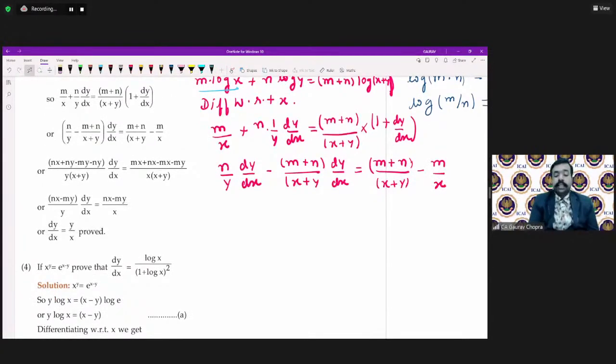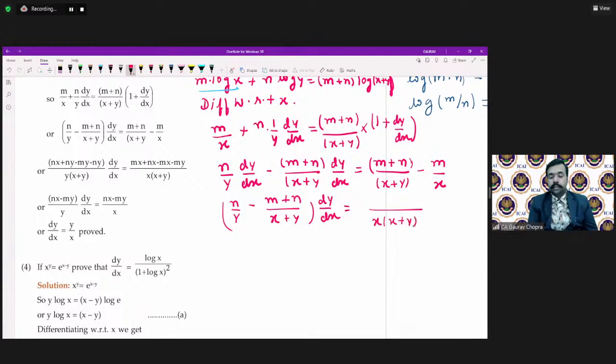Right? Now we can take dy by dx as common, and in the remaining part we can take the LCM. So we are left with n upon y minus m plus n upon x plus y and then dy by dx. On the other side we can take the LCM, and what is the LCM? x multiplied by x plus y. So we are getting mx plus nx minus mx minus my, right? This we are getting on the right hand side.